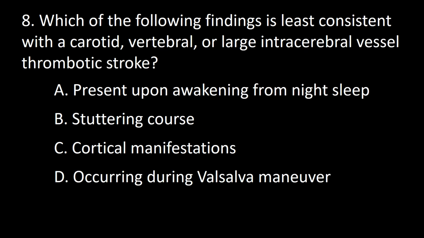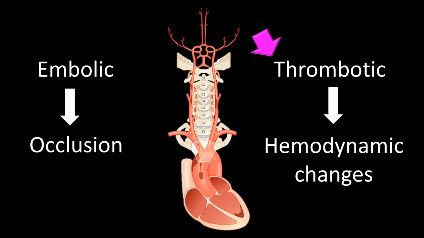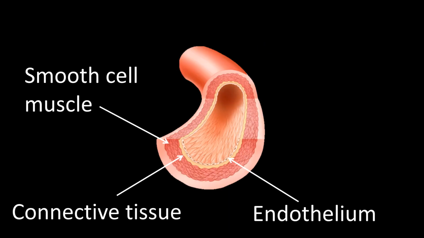Next question. Which of the following findings is least consistent with a carotid, vertebral, or large intracerebral vessel thrombotic stroke? A. Present upon awakening from night sleep. B. Stuttering course. C. Cortical manifestations. D. Occurring during Valsalva maneuver. Thrombotic events are due to hemodynamic changes.